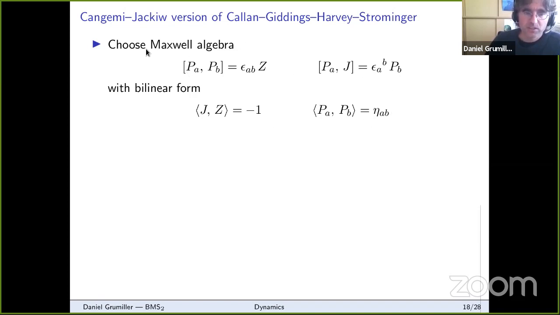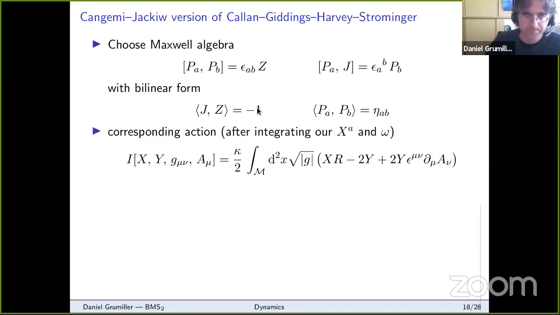And for this, it turns out that we need to choose the Maxwell algebra. So the Maxwell algebra is defined here. It's a centrally extended Poincare algebra in 2 dimensions. So the translation generators commute up to the central term here. And the translation and boost generator, well, they don't commute in the usual way, so they give a translation generator. And the bilinear form is non-degenerate. Between the translations, it gives the Minkowski metric, and between J and Z, it gives -1.